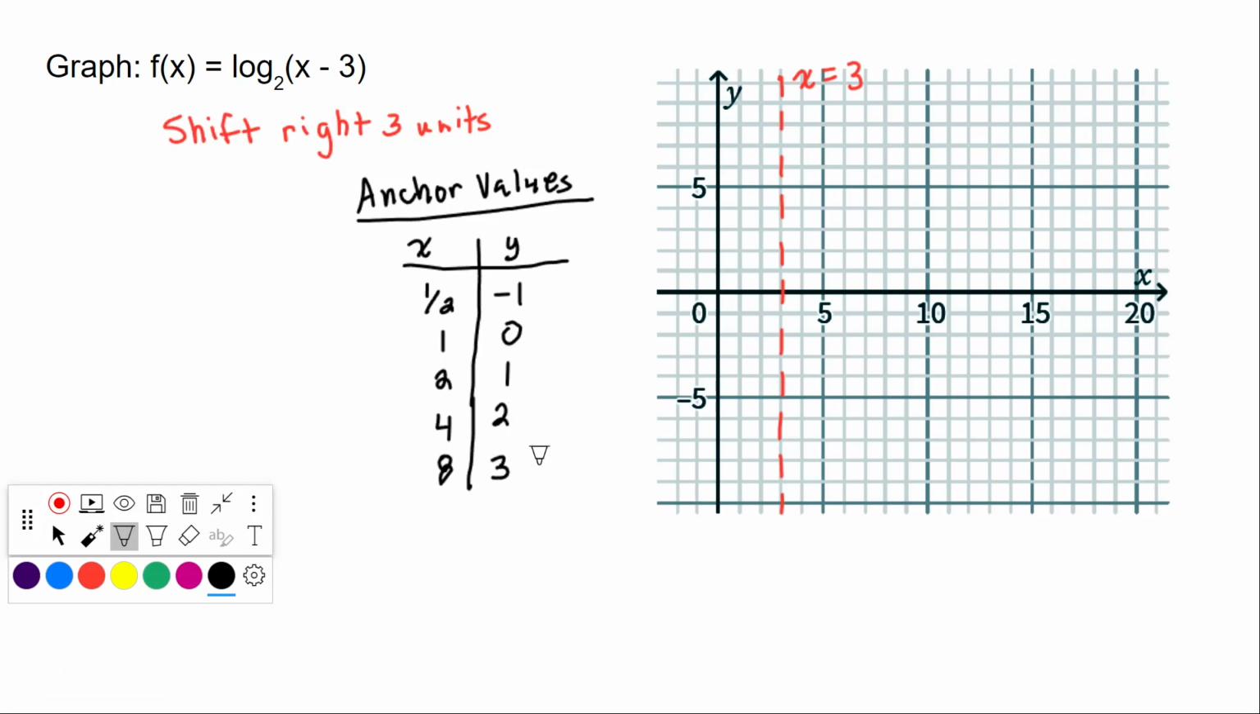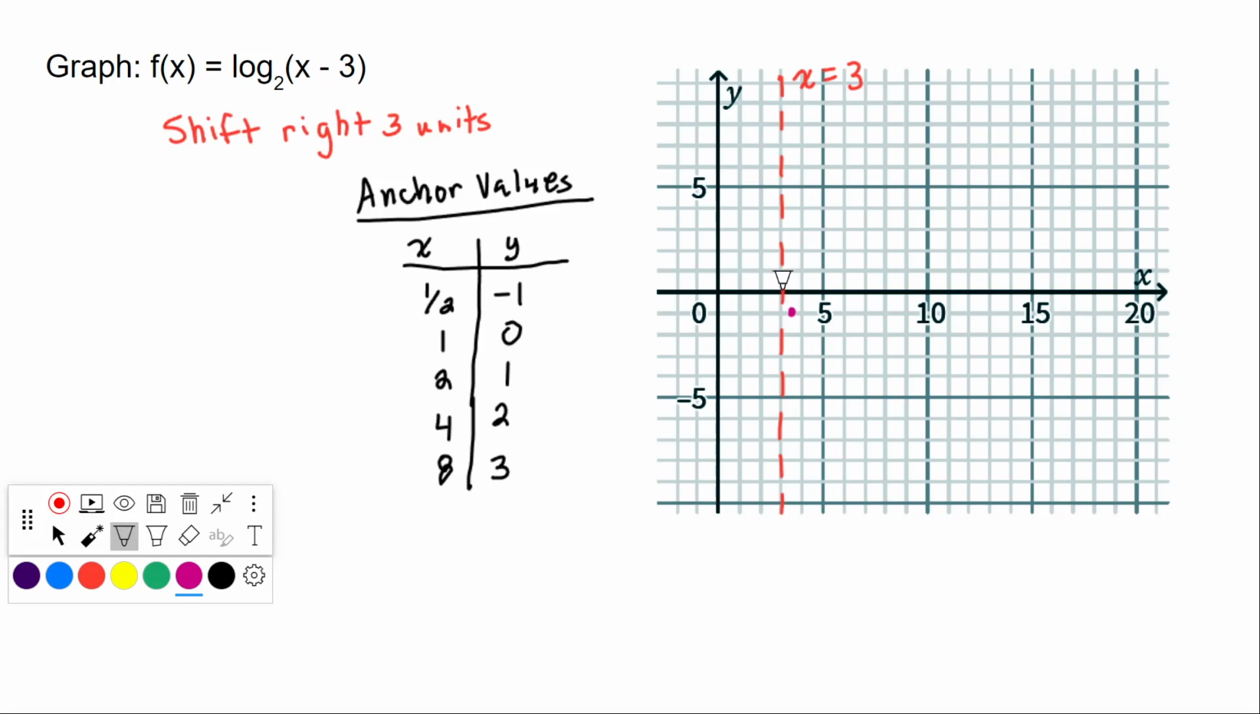So it's that same table we had on the previous problem, with the exception that I didn't start at 1/4. So when x is at 1/2, I think of my vertical asymptote as being my new y-axis, so to speak. So I'm going to count from this vertical asymptote, 1/2 unit, and I go down 1.